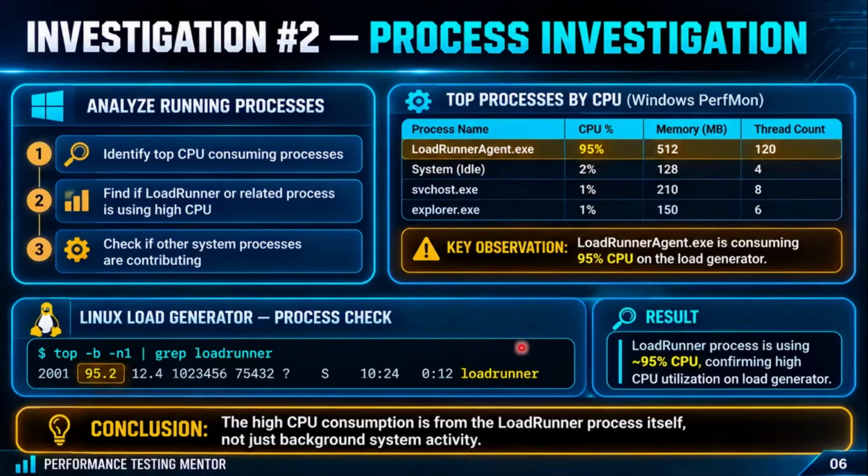Now, suppose the investigation shows that the high CPU consumption is coming primarily from the workload generation related process. That is much stronger evidence. Because now my investigation has progressed from CPU is high to a specific workload generation related process is consuming significant CPU. So the evidence chain is becoming stronger. CPU pressure, process level consumption, load generation activity. But I still need to prove that this resource pressure is actually limiting the workload. And that's where LoadRunner correlation becomes critical.